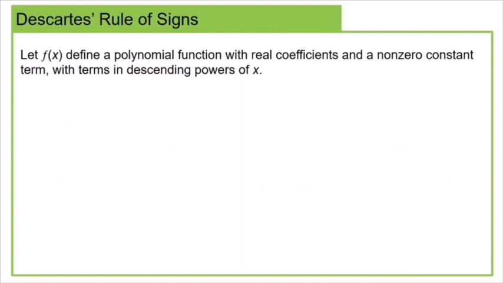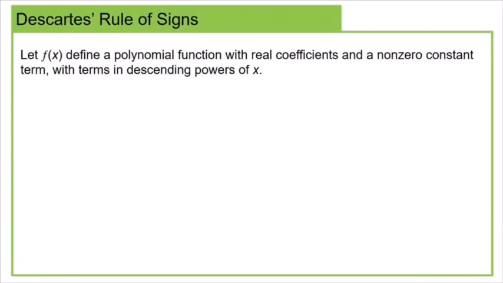And now we're going to talk a little bit about Descartes' rule of signs, and this will be our last topic for this section. René Descartes was a French philosopher and mathematician who lived back in the 1600s. He touched a lot of different areas of mathematics, and one of the things that he did was develop the XY coordinate system that we still use today.